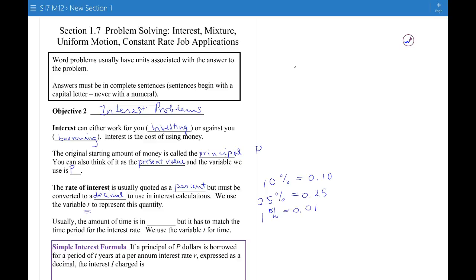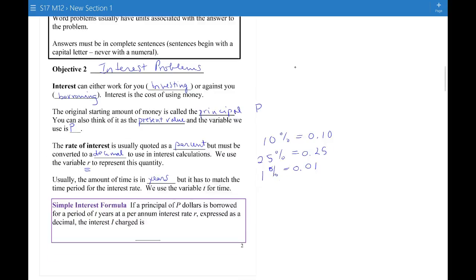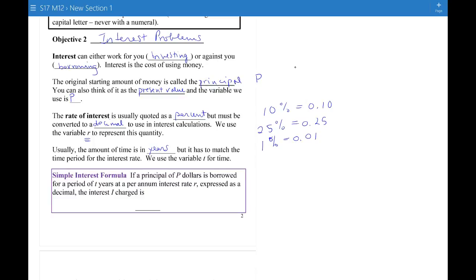And usually the amount of time is in years, but occasionally it will be in different units. It has to match the time period for the interest rate. And we use the variable lowercase t for time. So the simple interest formula says if you put P dollars in an account or borrow P dollars for a period of t years at a per annum, so that's an annual interest rate r expressed as a decimal, then the interest charged formula looks like I equals PRT.